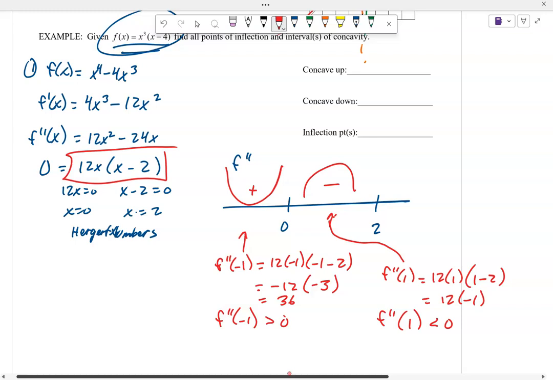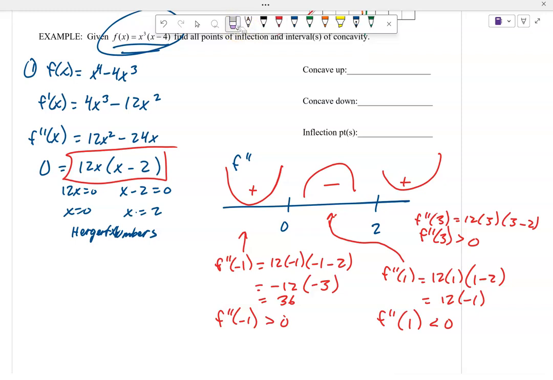And finally, let's throw in like 3. f double prime at 3. I got 12 times 3 times 3 minus 2. f double prime at 3 is positive. So we are concave up after 2. So let's go ahead and write these down. We are concave up from negative infinity to 0, as well as from 2 on. We're concave down between 0 and 2.